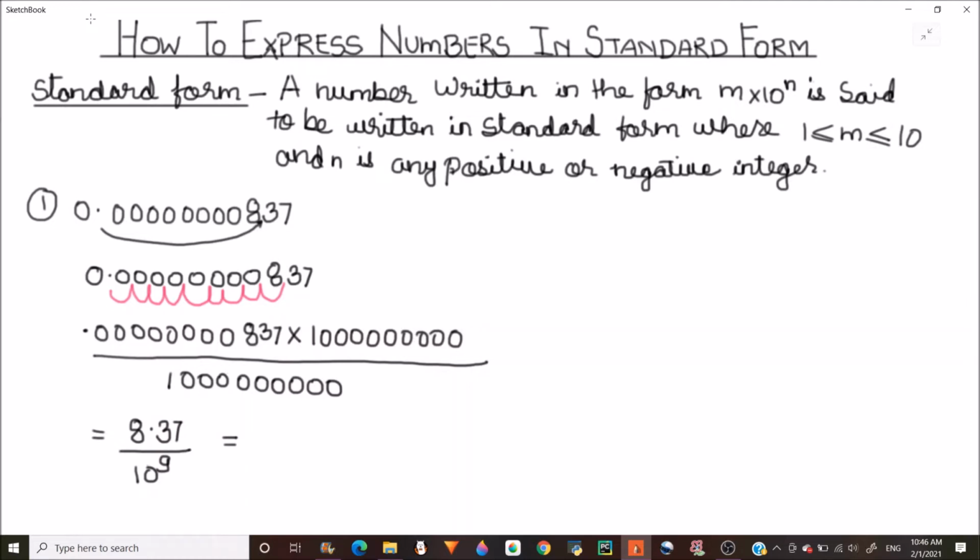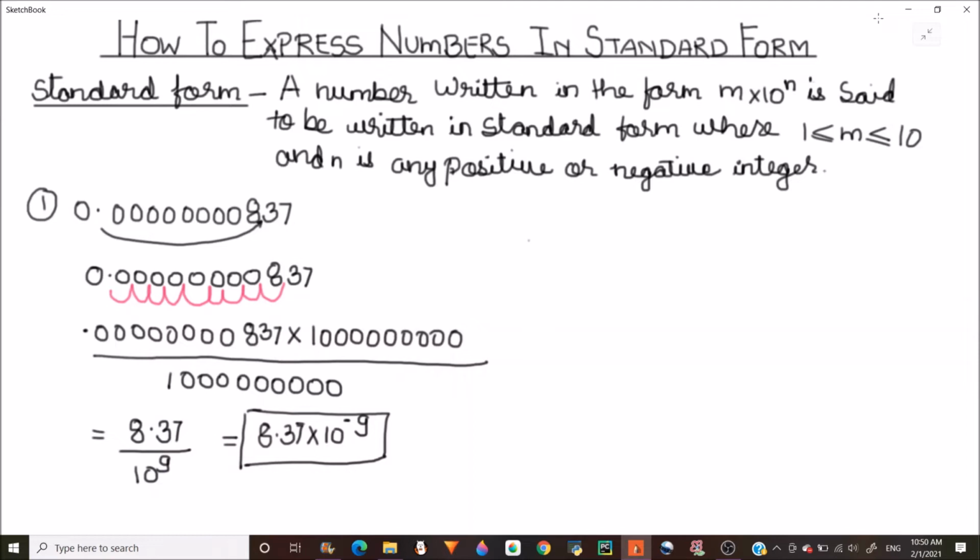we have to bring this 10 to the power 9 to the numerator. So this will become 8.37 times 10 to the power minus 9. So this is our final answer. We have written this number in standard form. So this is our full method of converting the number into standard form.